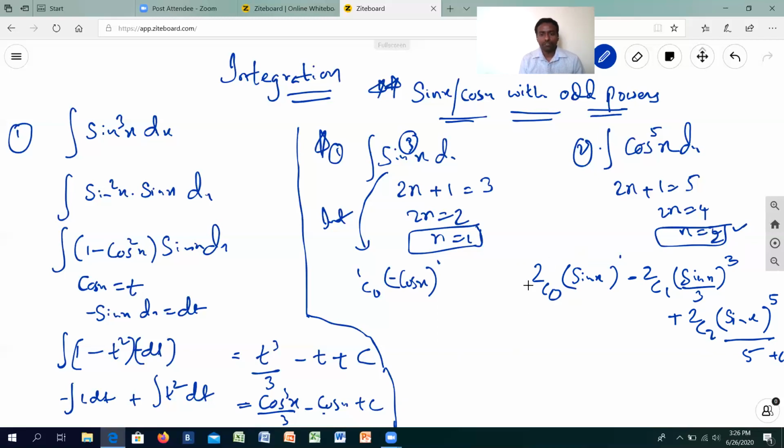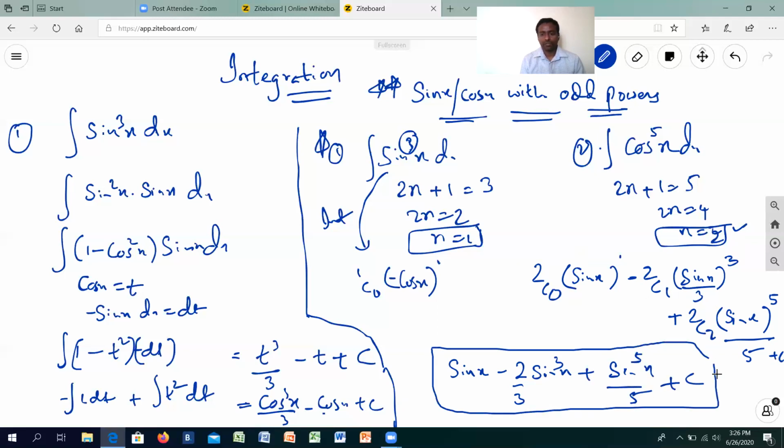Now, what are the binomial coefficients that we have for 2c0? It's 1. 2c2 is 1. 2c1 will give you 2. So just write it over here. Sin x minus 2 by 3, you can separately write it, and attach sine cube x plus 2c2 is 1, sine raised to 5x over 5 plus c.